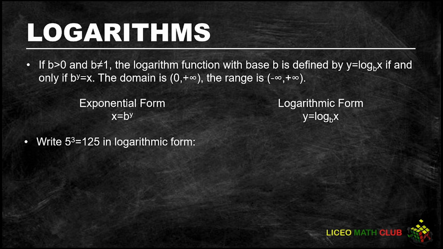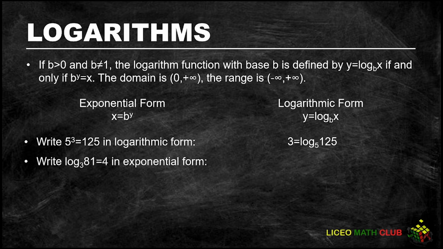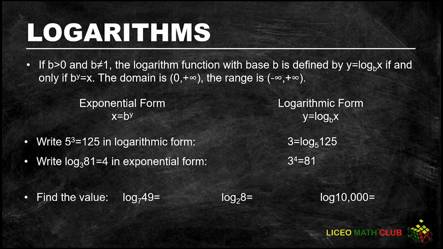Plugging these variables into the formula, then we have 3 is equal to log base 5 of 125. The same process will be observed in converting log base 3 of 81 is equal to 4 in exponential form. The answer would be 3 raised to 4 is equal to 81. Now find the values of the following logarithms. You may pause the video as you solve for your answer.